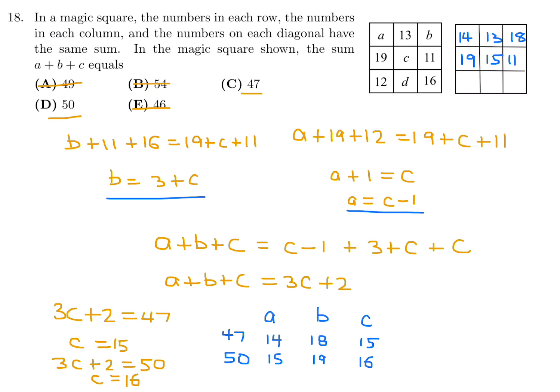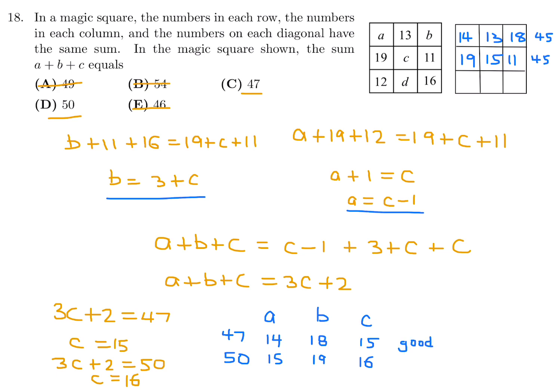Okay, so let's add these up. Let's see what we get. 14 plus 13 plus 18 is 45. Okay, so far so good. 19 plus 15 plus 11 is 45. All right, so that works. So far, it seems like it's pretty good. And for the sake of time, I'll just leave it at those two. So I'll say, okay, this is good so far.